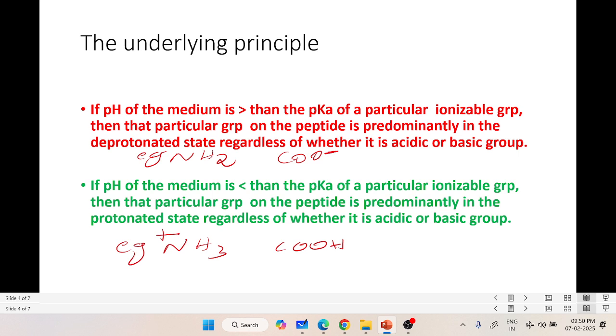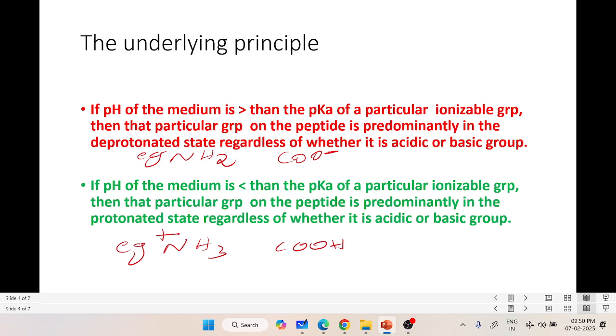Similarly, if the pH of the medium is less than the pK of a particular ionizable group, then that ionizable group on the peptide is predominantly in the protonated form. So the amino group will be in the NH3+ form, and the carboxyl group will be in the unionized COOH form, with no charge. So that's how we have to look at it, and that's also true for the other groups.